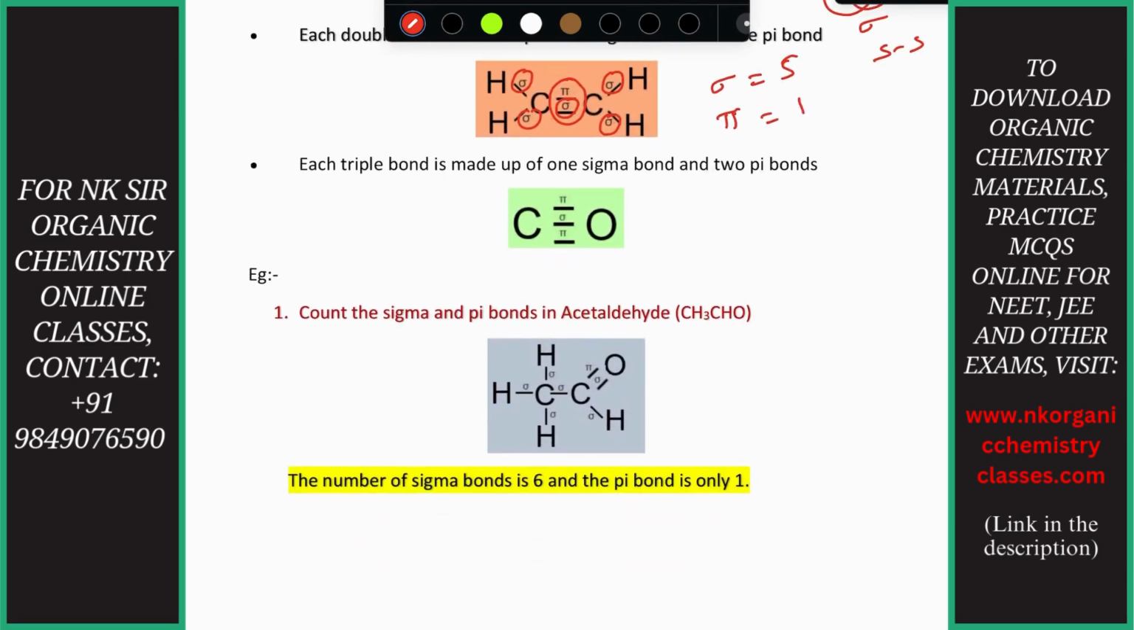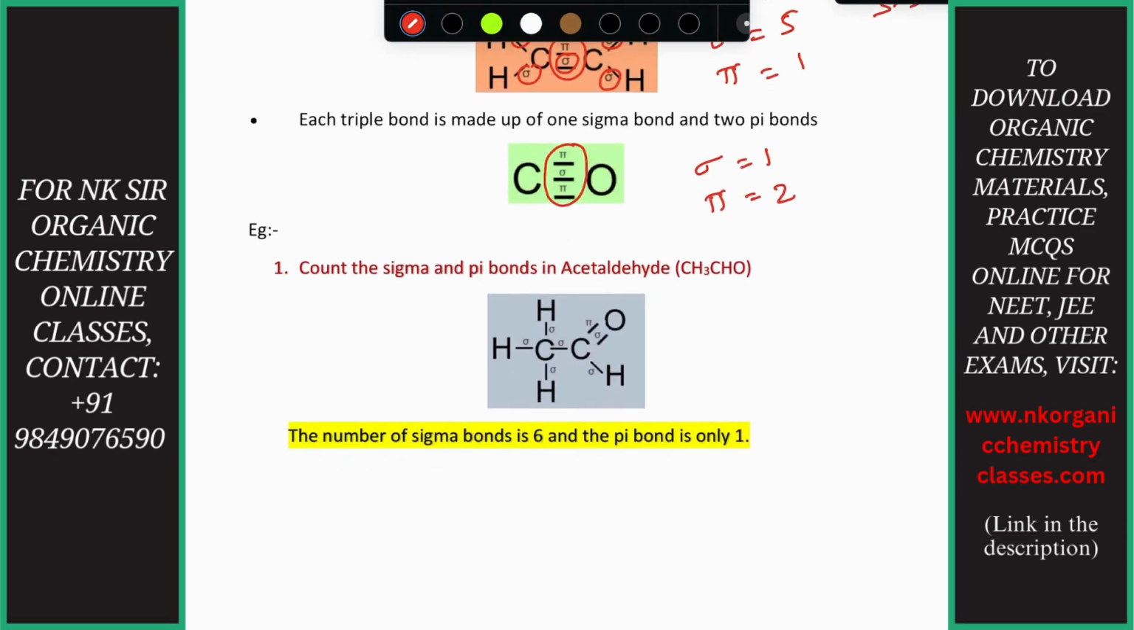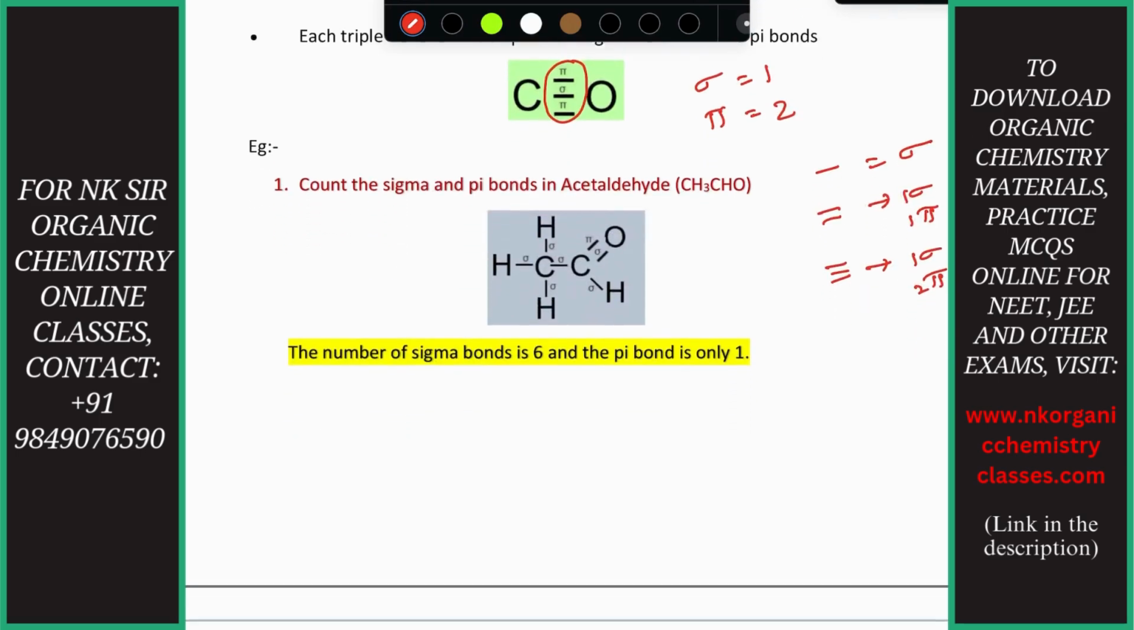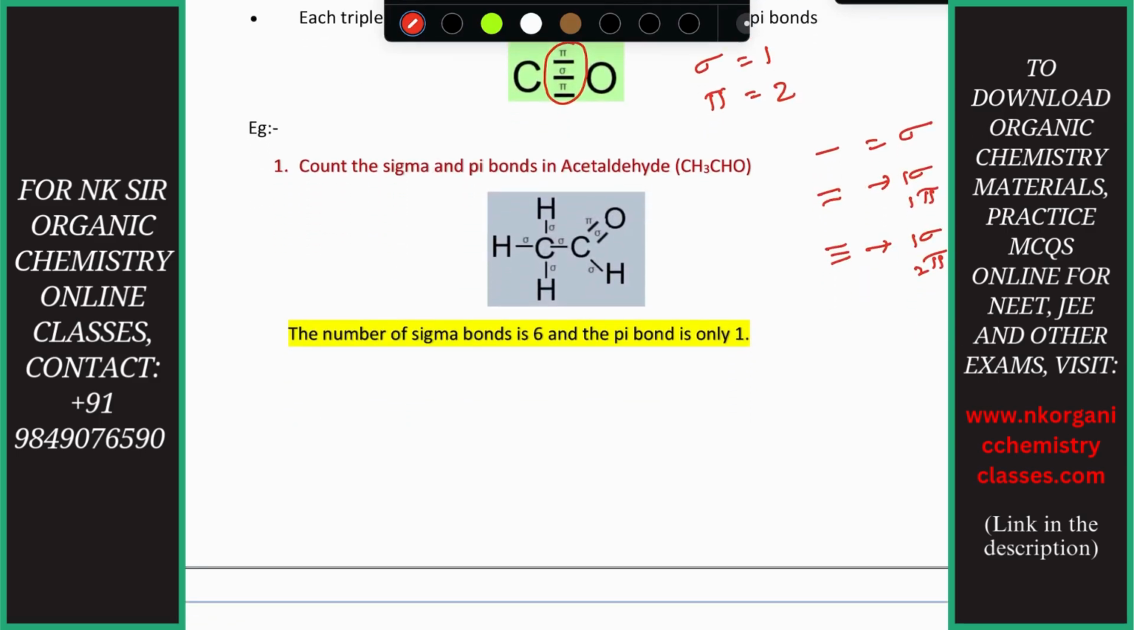Now, how many sigma bonds and how many pi bonds does a triple bond contain? Sigma bond is only 1, whereas pi bonds are 2. So, what is the conclusion we got till now? The single bond is always a sigma bond. A double bond is made up of one sigma bond and one pi bond, whereas a triple bond is made up of one sigma bond and two pi bonds. Interesting, na?